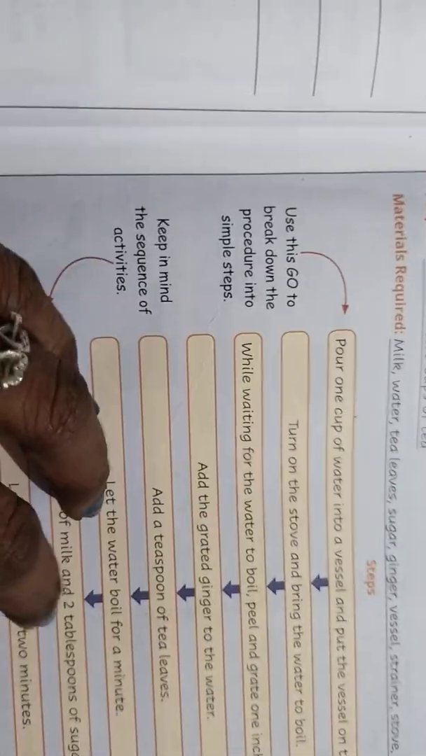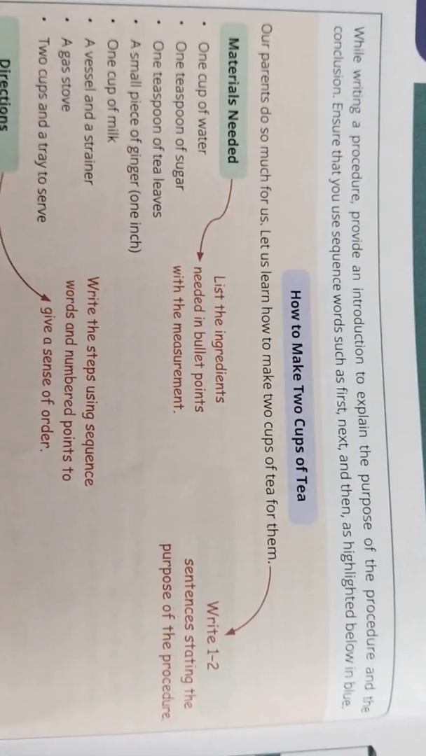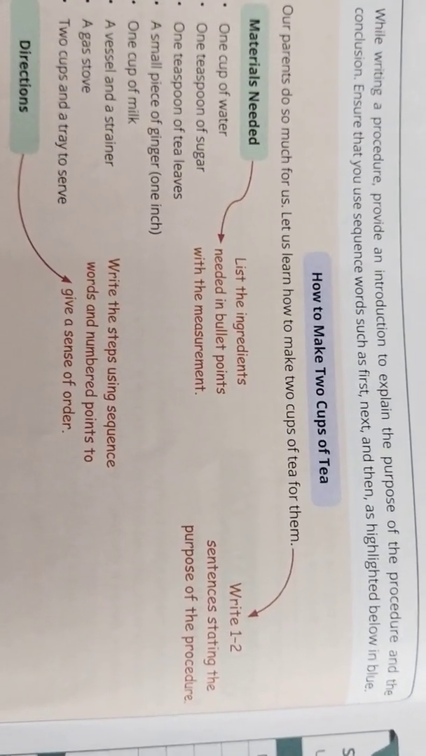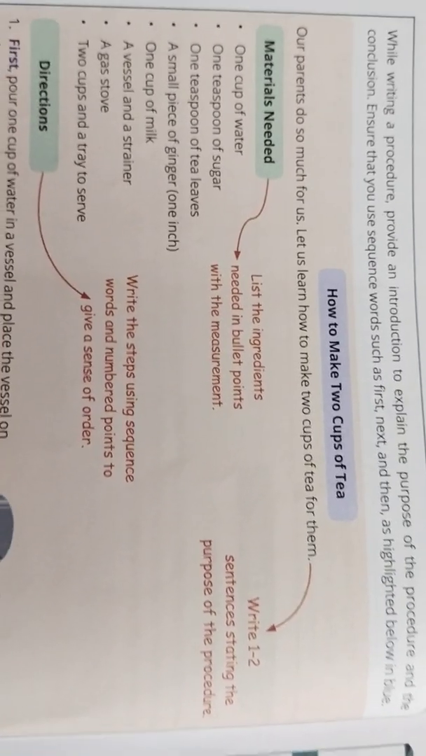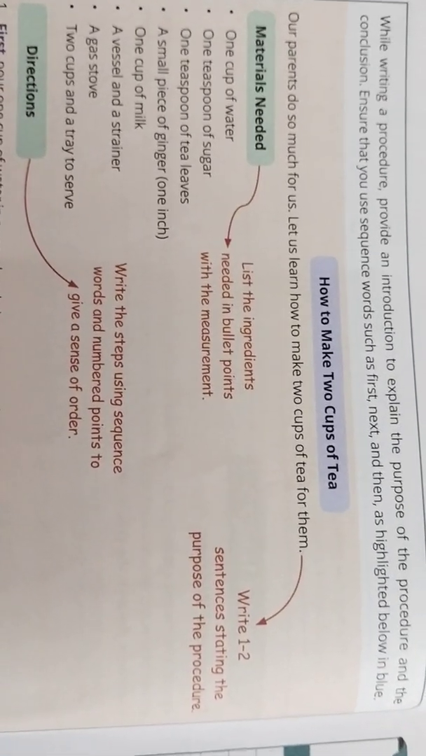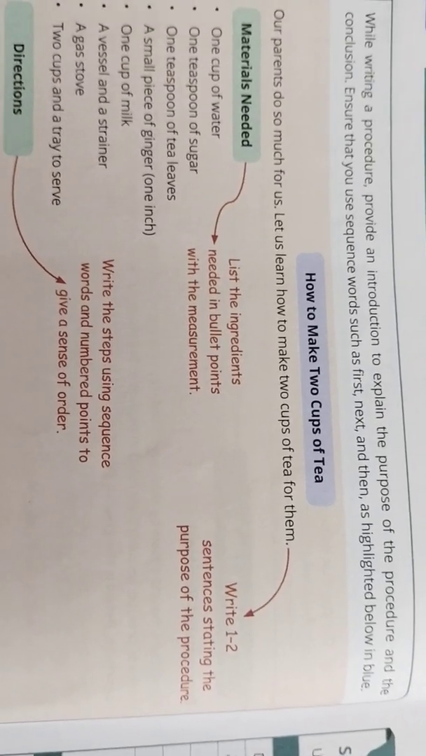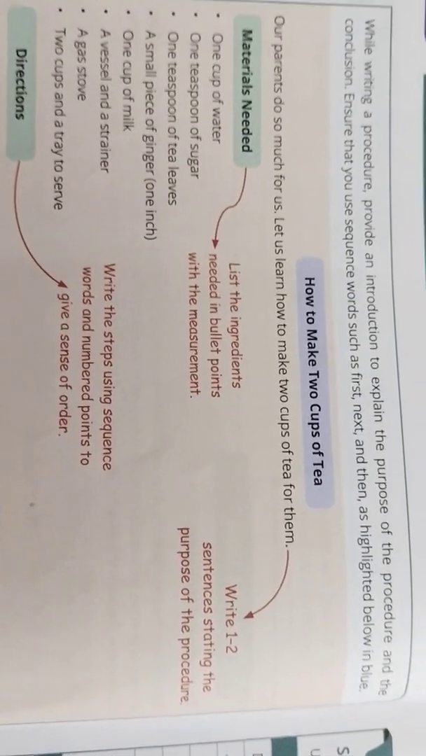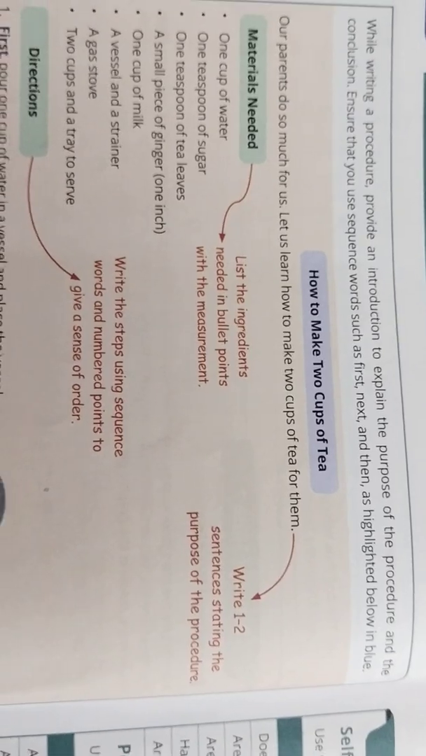Same like that here. How to make a tea, they have given the procedure here. So you will be asking this from your parent. Then after taking the notes on how to make the tea or coffee, we'll be writing the procedure. So here, while writing a procedure, provide an instruction to explain the purpose of the procedure and the conclusion. Ensure that you use sequence words such as first, next, and then, as highlighted below in blue.